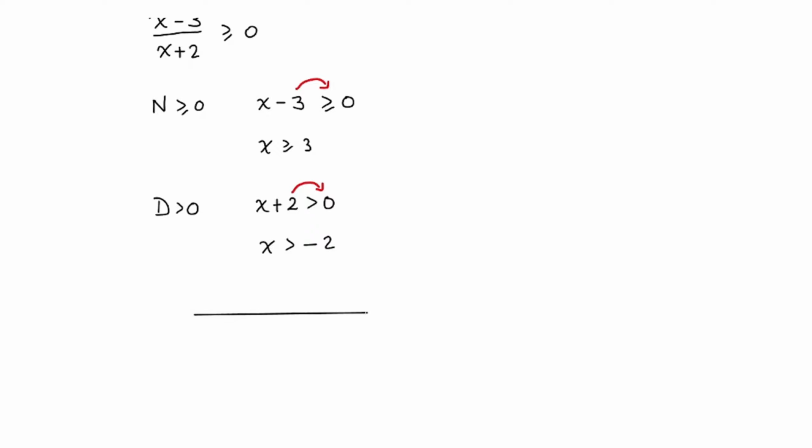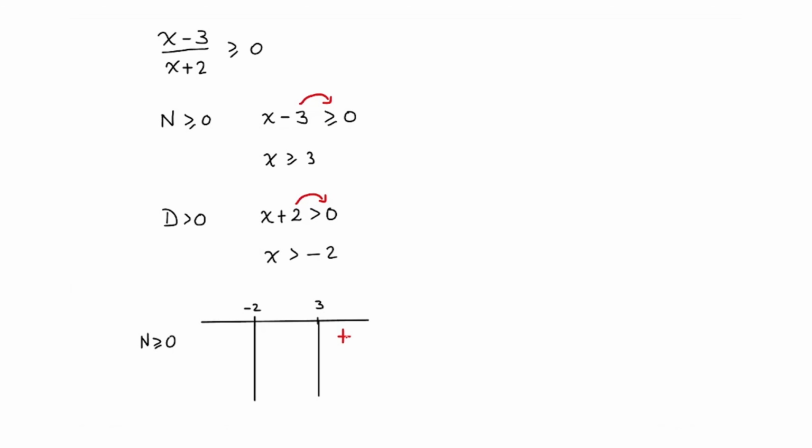First, we draw a number line and we place the values we found in increasing order. So we have -2 and 3. These values divide the number line into 3 intervals. Now we analyze each part step by step. We start with the numerator. We found that the numerator is greater than or equal to 0 when x is greater than or equal to 3. So it is negative before 3 and positive from 3 onwards. Now we look at the denominator. We found that the denominator is greater than 0 when x is greater than -2. So it is negative before -2 and positive after -2.